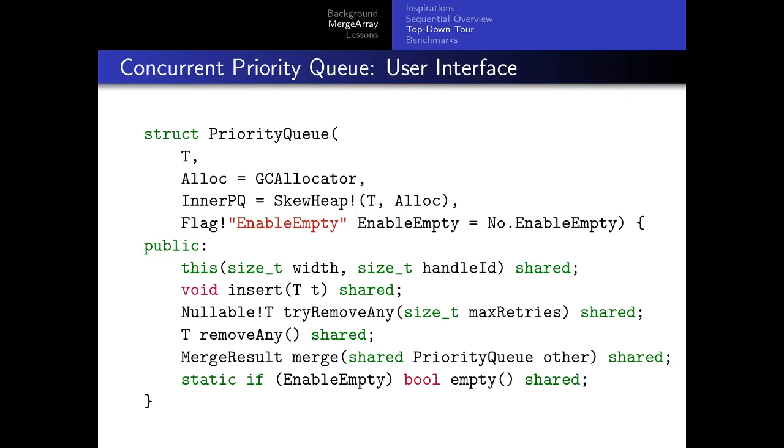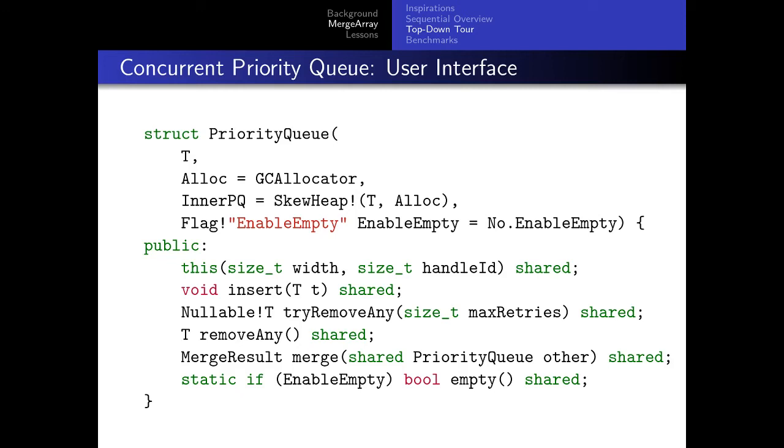So you can see here, it's basically what I talked about before. Try remove any returns a nullable, remove any returns the actual value because it has to return that. I have a lot of template parameters here, so you can customize what sort of allocator you use for all of these different things because you have to allocate memory at the beginning.